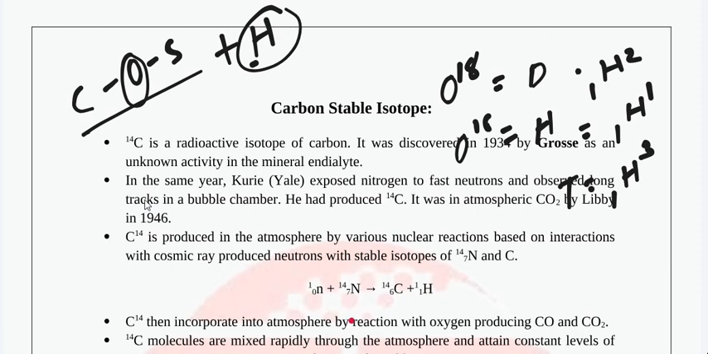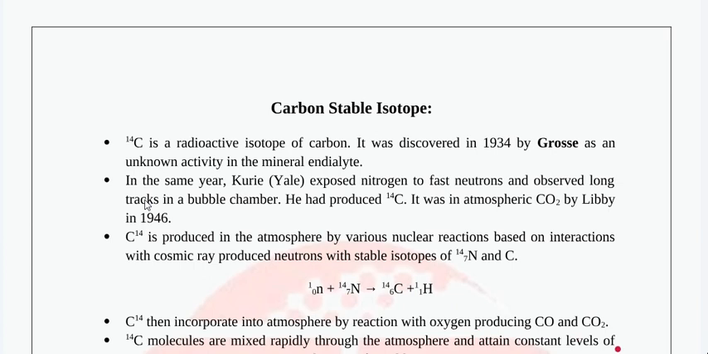so today we'll study about the carbon isotope. Starting from the radioactivity, carbon has three isotopes: C12, C13, and C14. Okay, three isotopes.